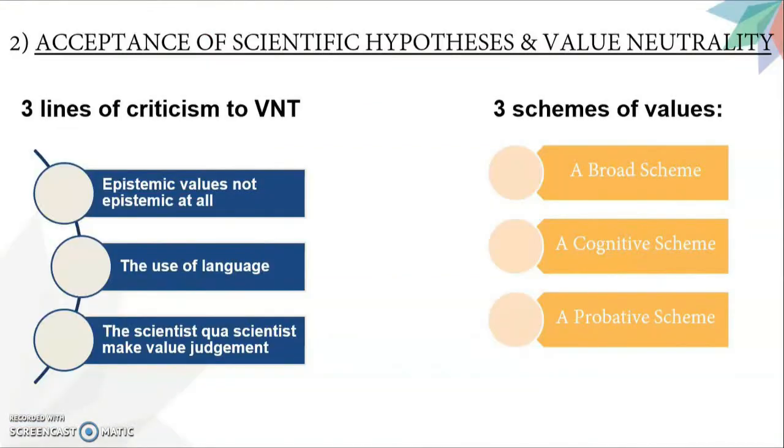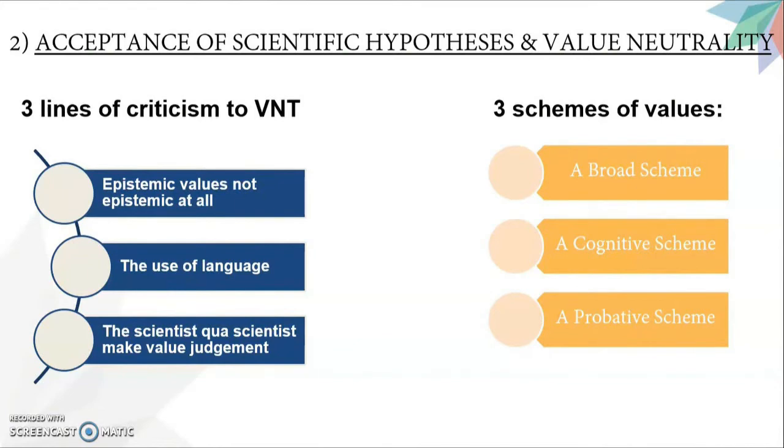Next, the acceptance of scientific hypothesis and value neutrality. The main reasons for the discipline created three lines of criticism to the value neutrality thesis. First, epistemic values are not epistemic at all. For example, Helen Longino said that epistemic values such as consistency, simplicity, breadth of scope and fruitfulness are not purely epistemic at all. Second, the use of language. There is an argument for the word thick in scientific hypotheses that are misinterpreted. Third, scientists make value judgments.